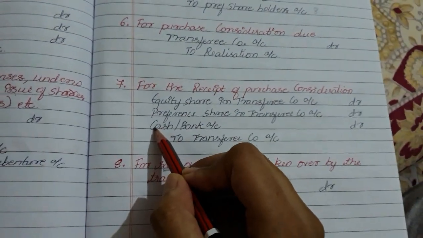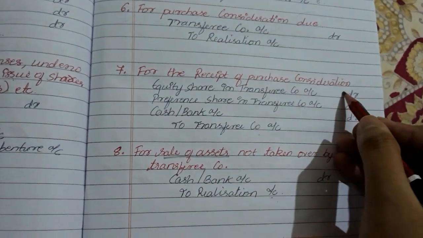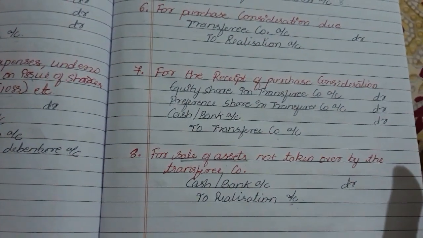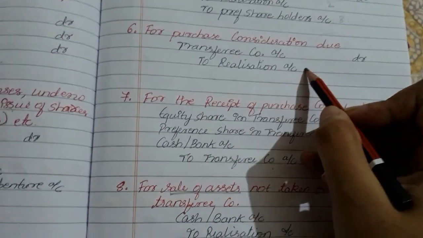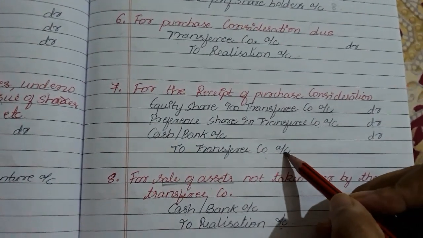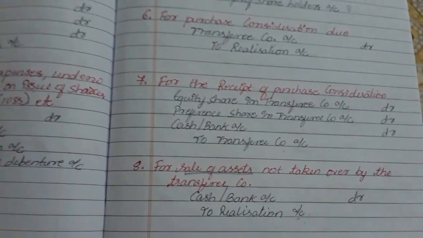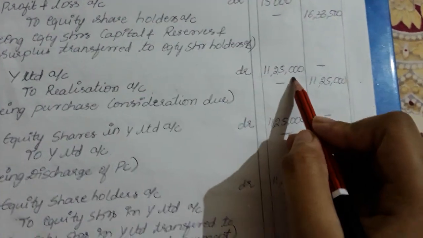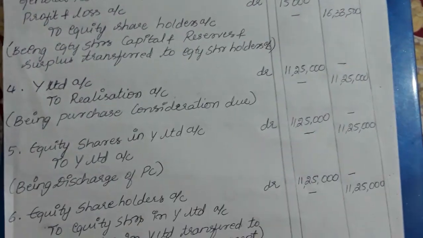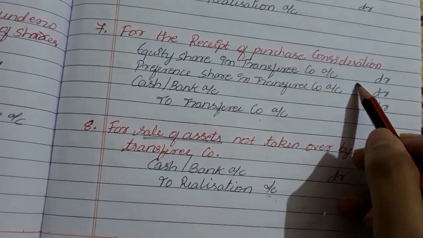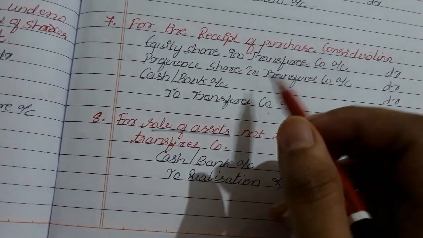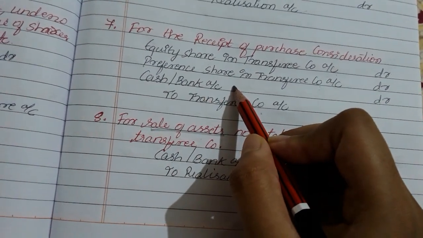Next, we need to see the seventh entry, for receipt of purchase consideration. Receipt of purchase consideration is discharge of purchase consideration. So we know what the purchase consideration is, and we need to discharge it. Here, 11,25,000 is the purchase consideration, but how is it given? Is it in the form of equity shares in the transferee company? Is it in the form of preference shares in the transferee company? Is it in the form of cash?